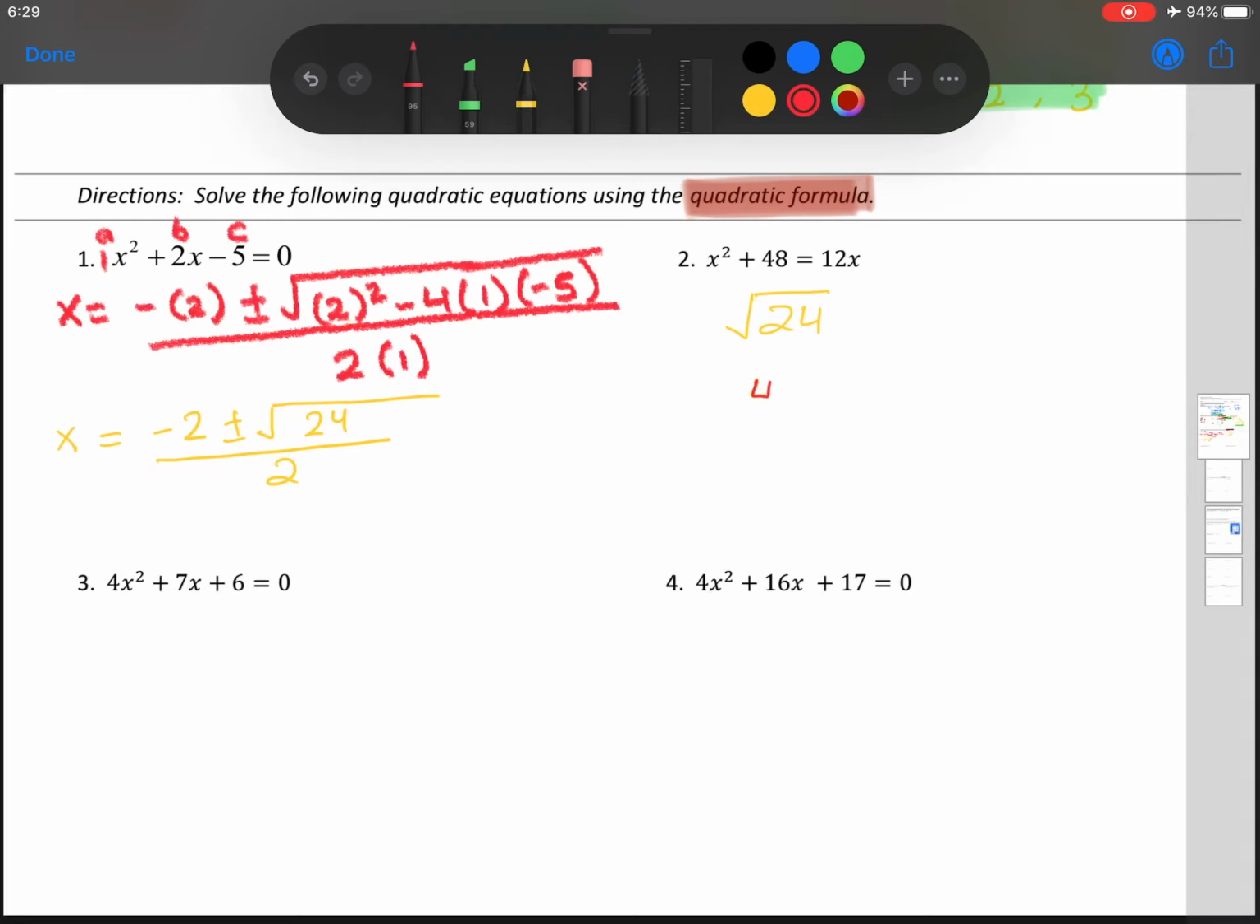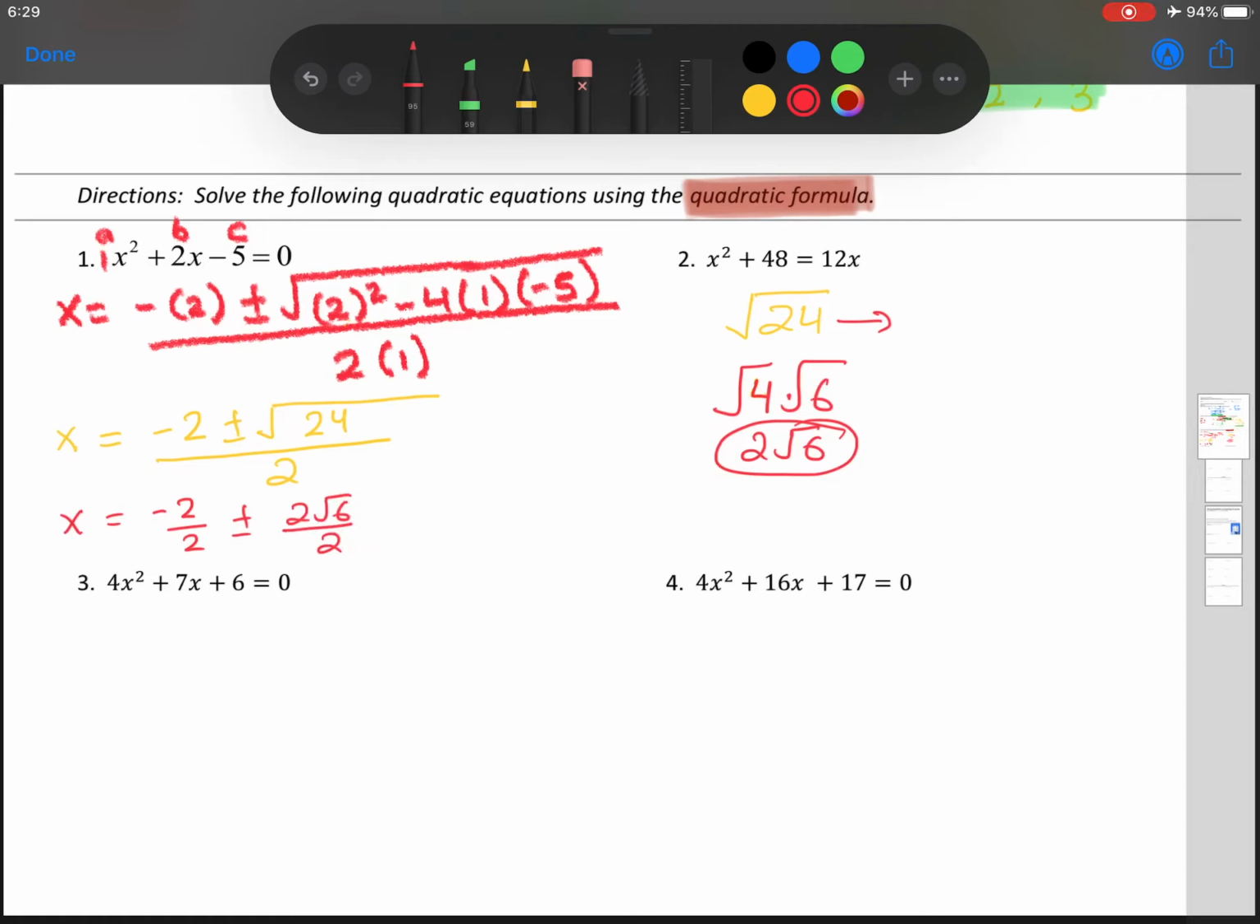I'm just going to change color. So it's 4 times 6. So what's the square root of 4? The square root of 4 is just 2. So radical 24 can be simplified to 2 radical 6. So I am going to rewrite this here. Negative 2 over 2 plus and minus 2 radical 6 over 2.